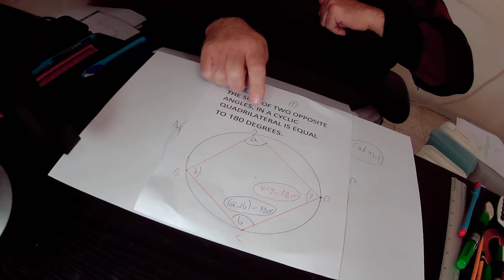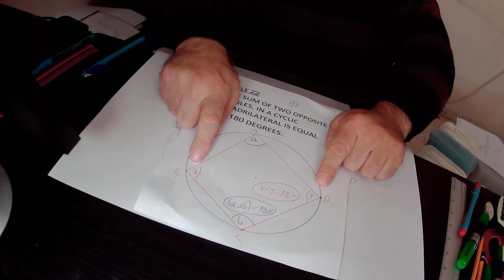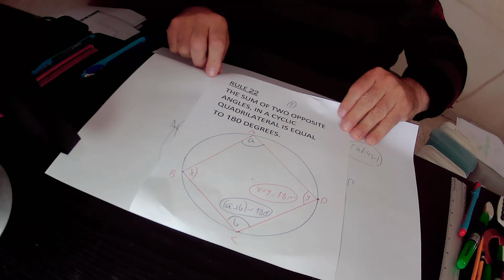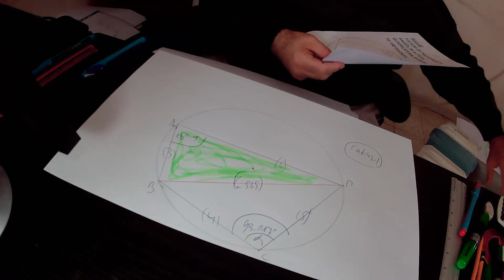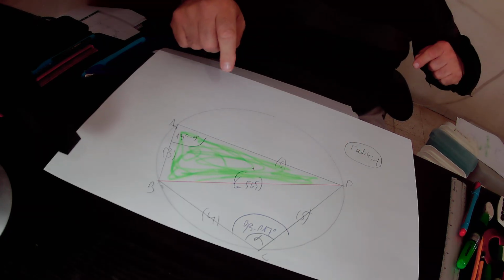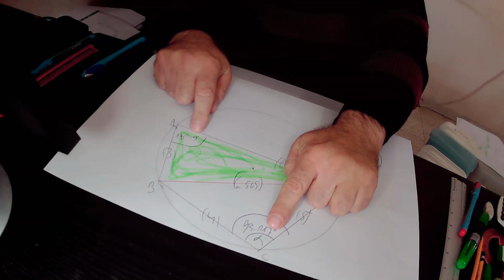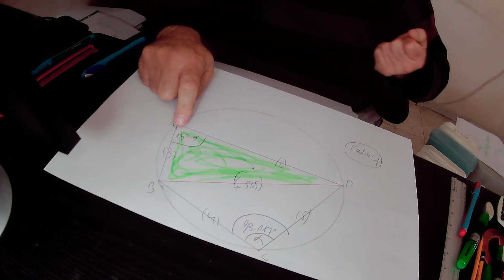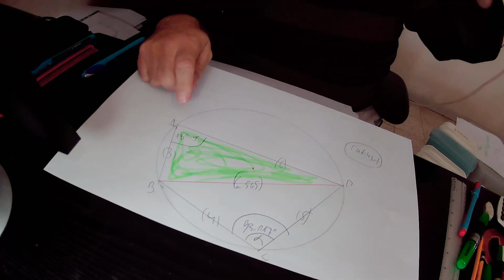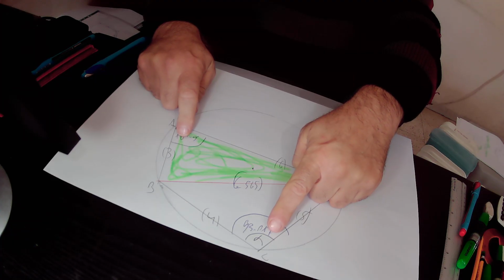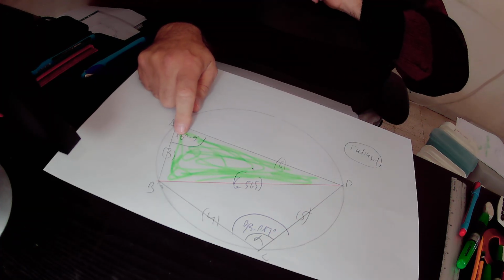Therefore, the sum of those two opposite angles must be equal to 180 degrees. This is to say A plus B equals 180 degrees. Likewise, the sum of those two opposite angles must also be equal to 180 degrees. That is to say X plus Y equals 180 degrees. We only implemented rule 22 in our drawing because in this cyclic quadrilateral ABCD, the sum of those two opposite angles must be equal to 180 degrees. So if this is angle alpha, then this angle must be equal to 180 degrees minus alpha, because 180 degrees minus alpha plus alpha is equal to 180 degrees.